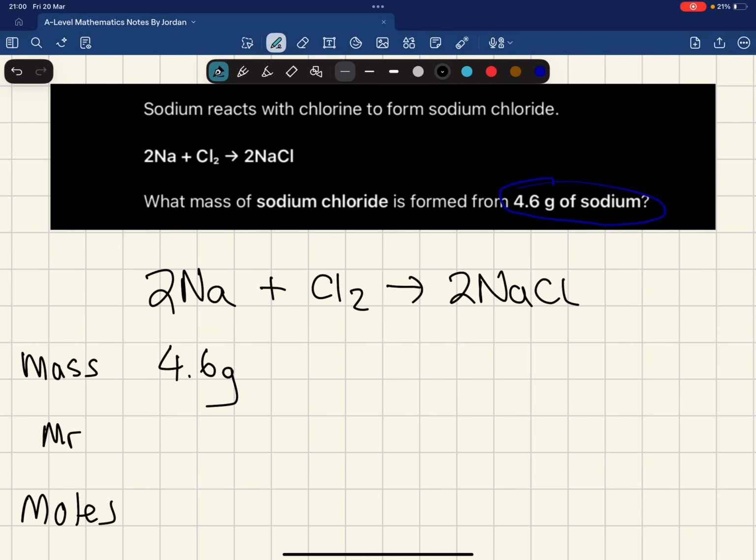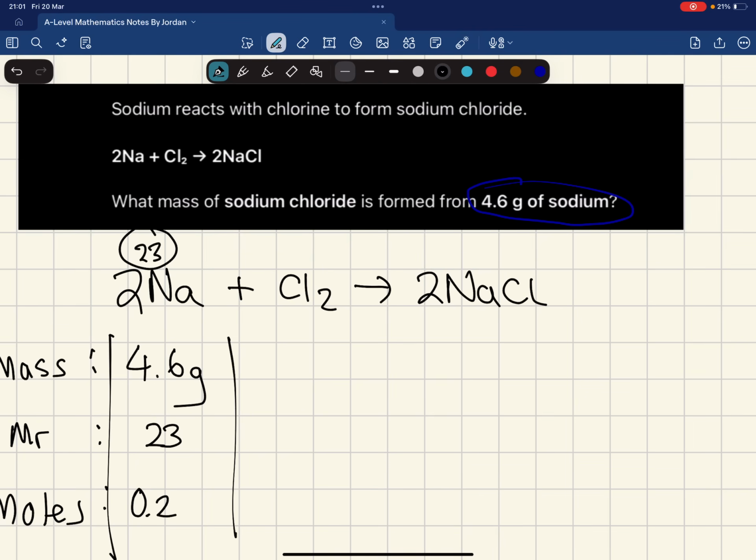So just writing my MR and my moles as well. Straight away go for the MR of sodium. Now you should see again there's a 23 above the sodium. Don't get confused with that 2, that's for the mole to mole ratio. So it's just 23 for this. To work out moles, you do mass divided by MR. So that's 4.6 divided by 23, which should be 0.2. That's sodium done.